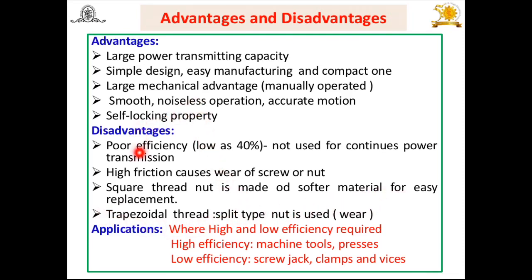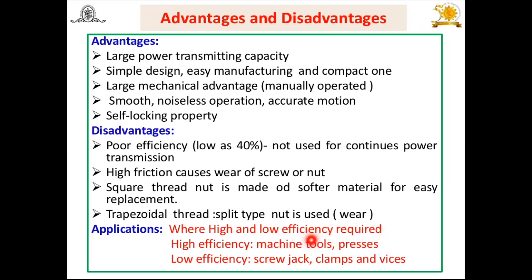From these advantages and limitations, you will get the idea. The self-locking property and the efficiency play an important role based on the application, where high or low efficiency is required. High efficiency means more than 50 or 60%. Based on this, the power screws are used for different applications. Let us see high efficiency first, which is required in machine tools and presses.